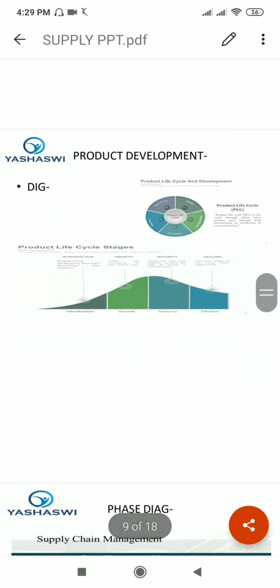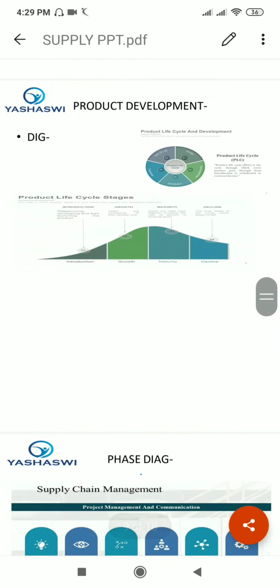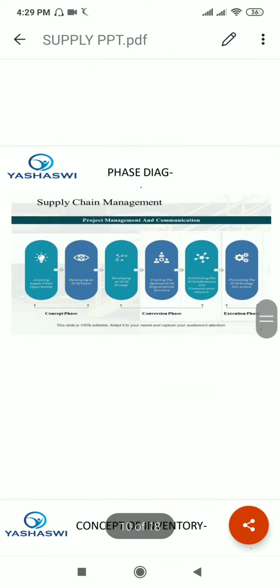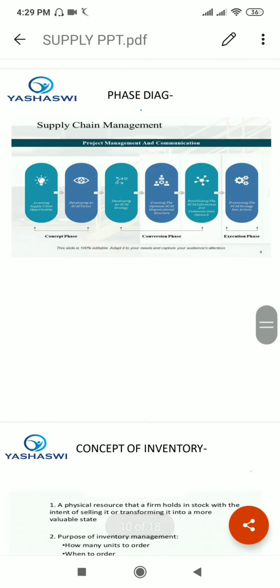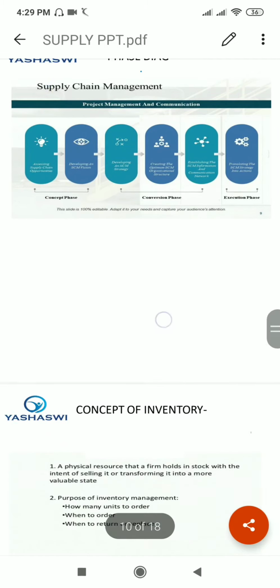Now for product development, if some components are in the market or being developed on a line, there is a concept of product life cycle. There are generally 4 stages of the product life cycle: the first is the introduction phase, after that growth, maturity and decline. Normally these cycles are used in the product development stage by the production planning department for developing a new product. The phase diagram I have previously mentioned: concept phase, conversion phase and execution phase.